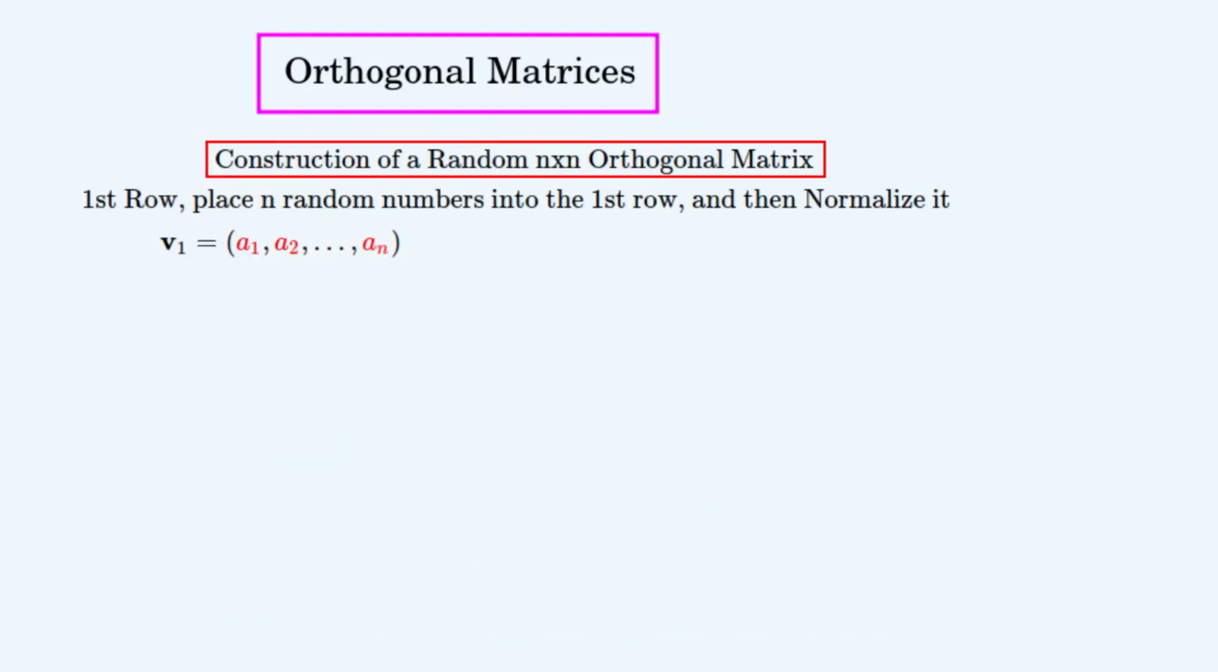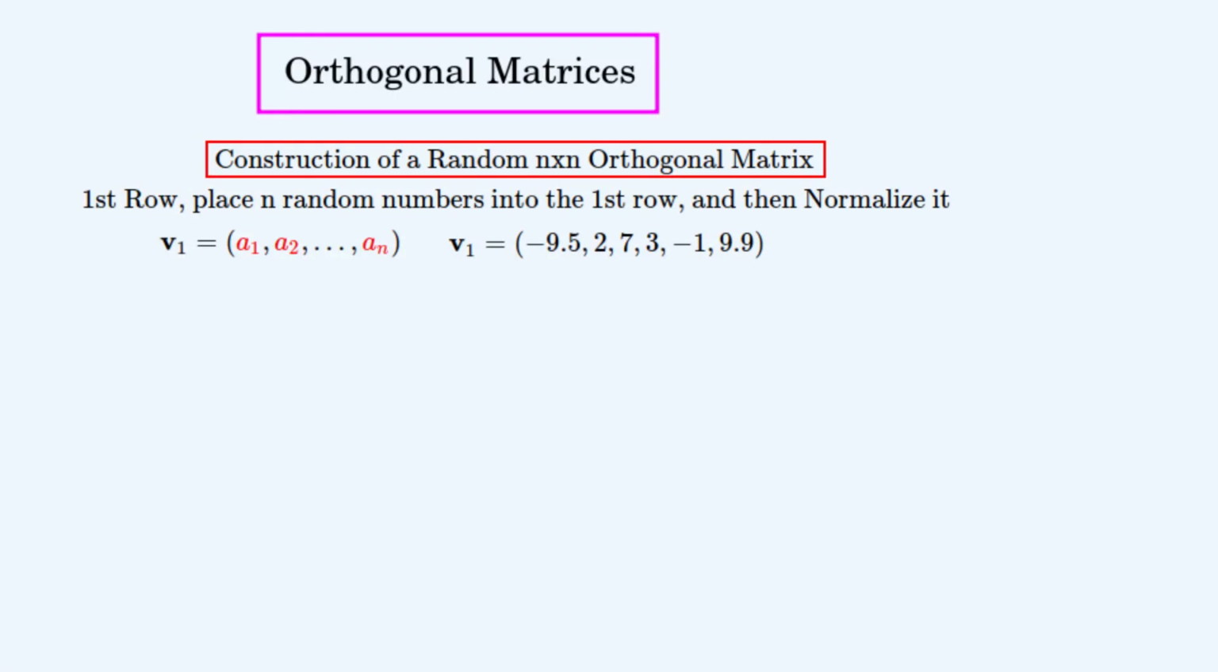Now to write code to make a random n by n orthogonal matrix. We'll firstly develop the theory here. So for the first row, we'll fill the row with random numbers. We'll write them in red when they are found as random numbers.